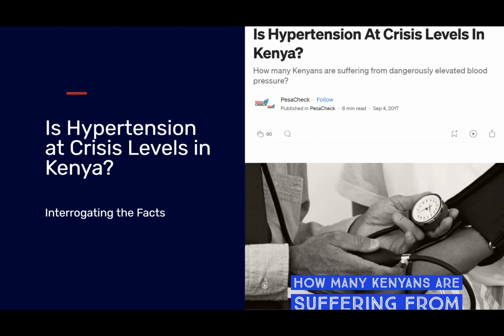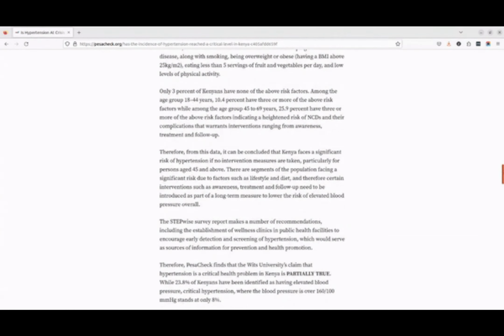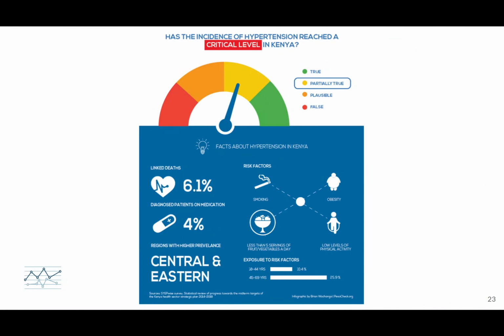The story was done and produced by PesaCheck. The writer sought to discuss the prevalence of hypertension in Kenya and its impact on public health. The writer used data to answer the question, has the incidence of hypertension reached a critical level in Kenya?